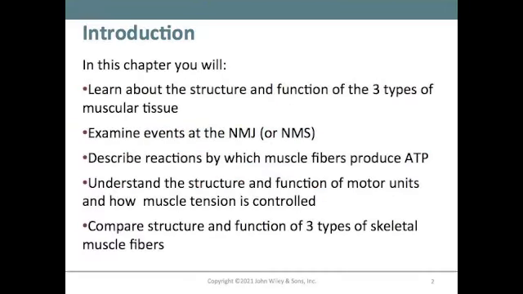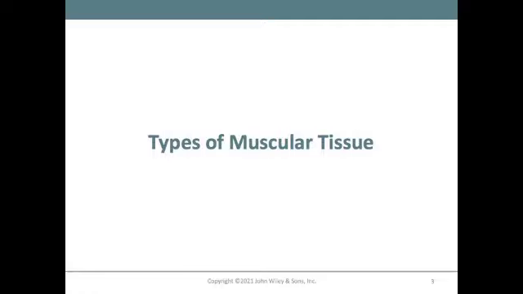So in this chapter, we will learn about the structure and function of the three types of muscular tissue. We'll examine the events at the neuromuscular junction. We'll describe reactions by which muscle fibers produce ATP. We'll understand the structure and function of motor units and how muscle tension is controlled. And then we'll compare the structure and function of the three types of skeletal muscle fibers.